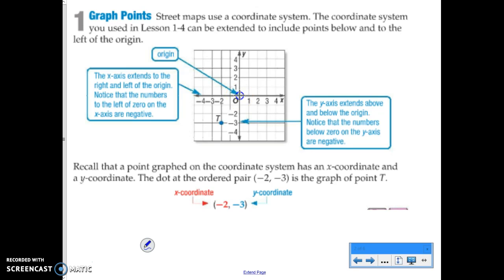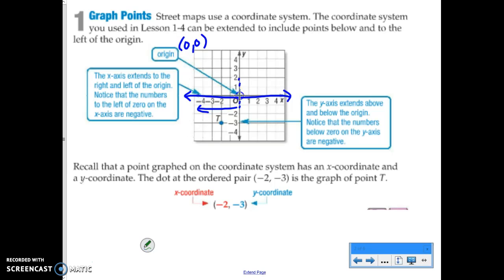Remember what the origin is. It's where the x and the y axis intersect, and that origin ordered pair is 0, 0. Now we can see that this is our x-axis, and notice the arrows indicate that the axis actually extends both right and to the left of that origin. Also notice that all of the numbers to the left of the 0 are negative. All of the numbers to the right on the x-axis are positive.